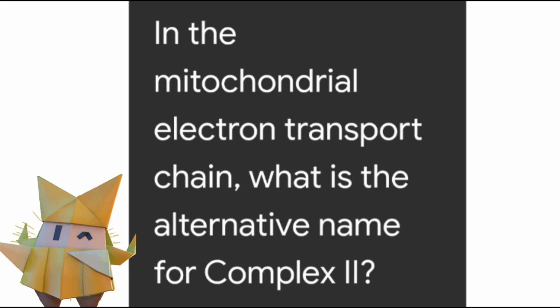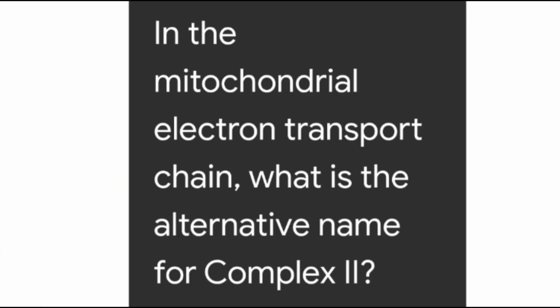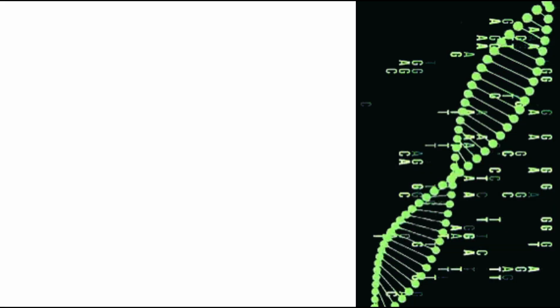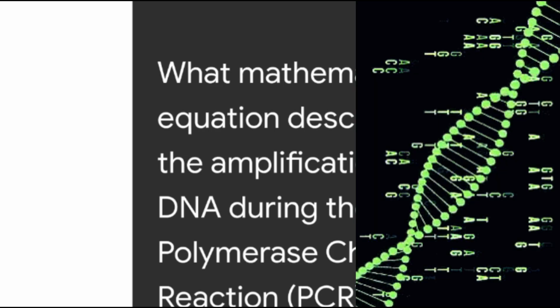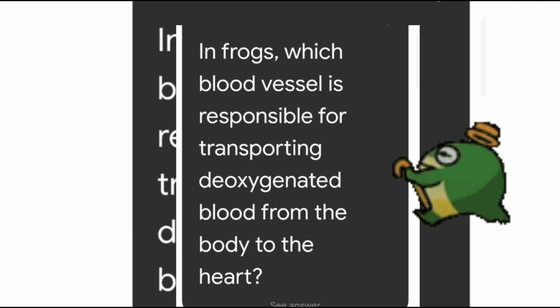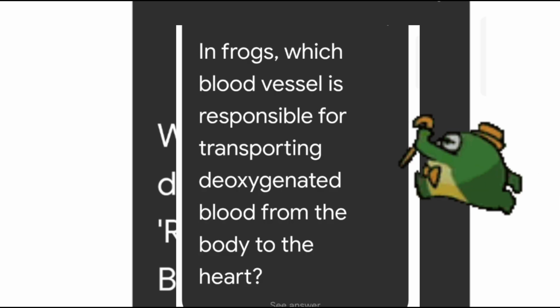So let's start. In the mitochondrial electron transport chain, what is the alternative name of complex 2? The answer is succinate dehydrogenase. What mathematical equation describes the amplification of DNA during PCR over N cycles? 2 raised to N is the answer. Then in frog, which blood vessel is responsible for transporting deoxygenated blood from the body to the heart? That is the vena cava.